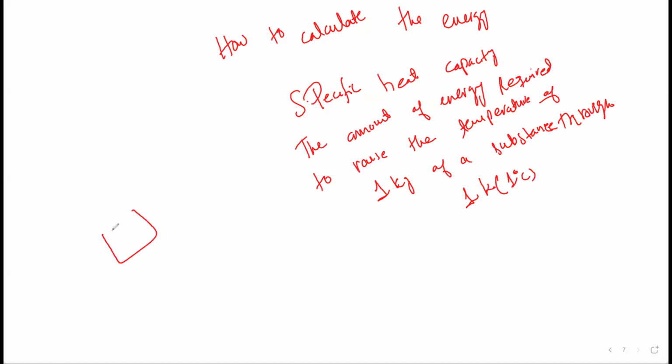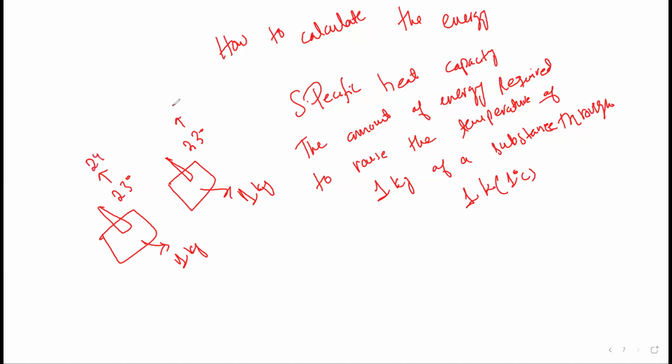If I have these two blocks, each of 1 kilogram, with a thermometer placed in it, and for now they have a temperature of 23 degrees C. So the amount of energy required to raise their temperature to 24 would be known as specific heat capacity.